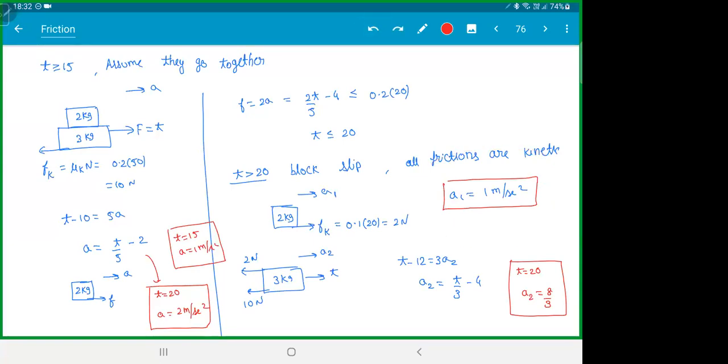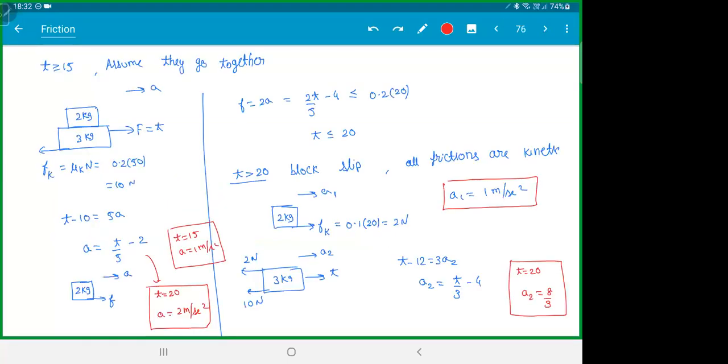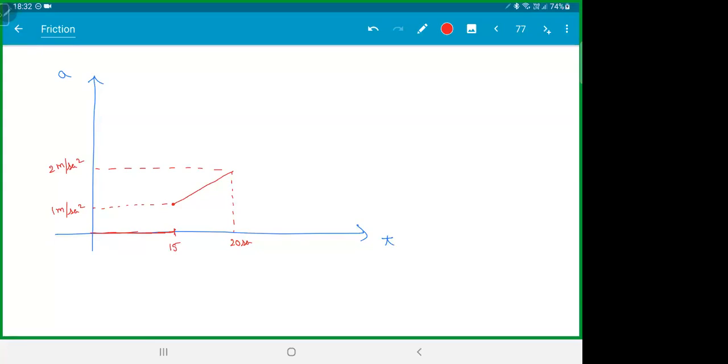This is the main catch. Every time the slipping happens, the graph is discontinuous. The value is 8 by 3. That is 1. Again, you come back to this value here. This is the acceleration of the 2 kg block. So it is at rest till 15 seconds, then from 15 to 20 it will increase till 2, and then after 20 it will suddenly drop to 1 and become constant. Whenever there is a slipping point, you'll always get a discontinuous graph.